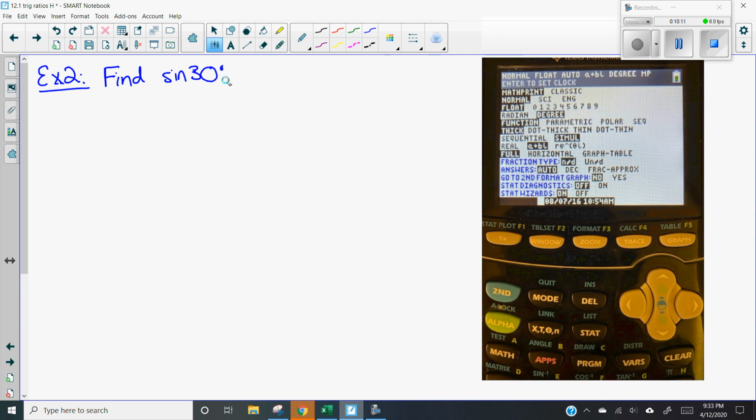Oh, I lost my sine. Sine should be right here. S-I-N. Lost my button there. But just go ahead and plug in sine of 30. Now, you should be getting 0.5. Now, if you're looking at your calculator saying, that is not what I have, maybe you have this, negative 0.988. We just have to make an adjustment on our mode in our calculator, okay?